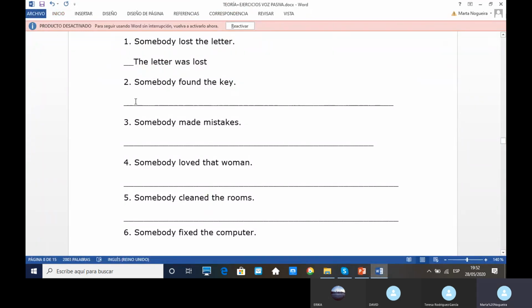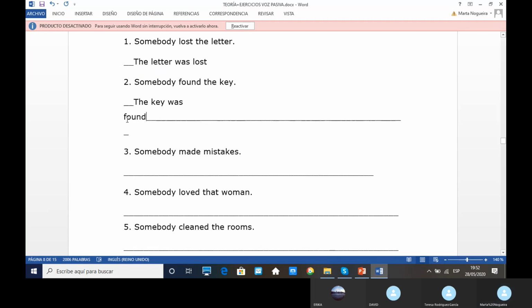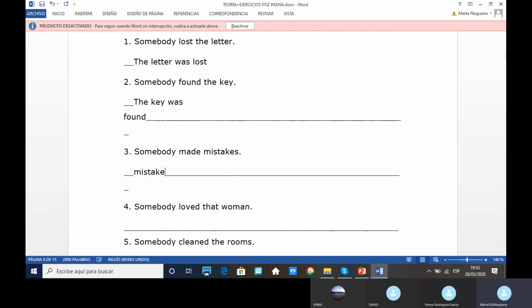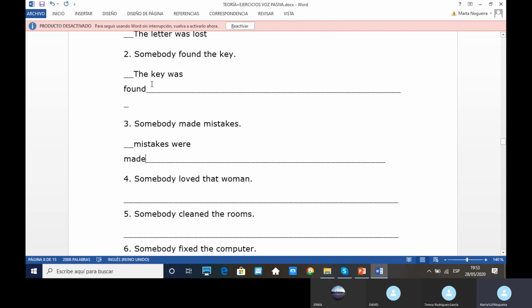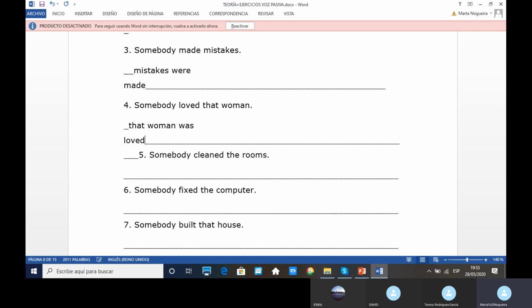So, somebody found the key. The key was found. Okay. Somebody makes, sorry, somebody made mistakes. Mistakes were made. Okay, I'm putting the object in the subject position, then I put in the past the verb to be and always the participle. El participio da igual. Ponemos el participio, lo conjuguemos en presente, en futuro, en lo que sea. Okay. Four, somebody loved that woman. That woman was loved.